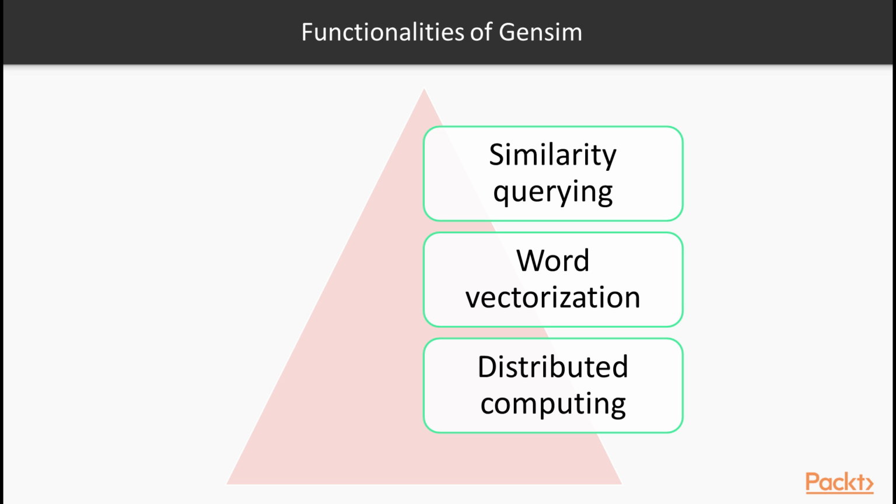In addition to the robust semantic modeling methods, Gensim also provides these functionalities. First is similarity querying, which retrieves objects that are similar to the given query object. Next, word vectorization, which is an innovative way to represent words while preserving word co-occurrence features. And the third one, distributed computing, which makes it feasible to efficiently learn from millions of documents.